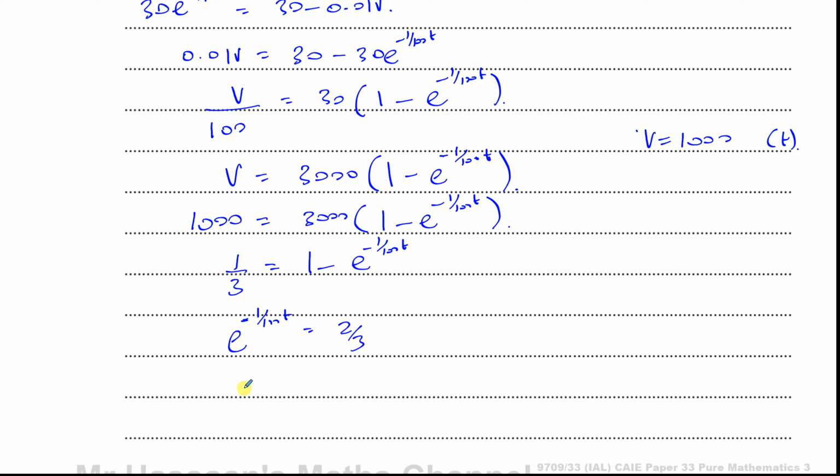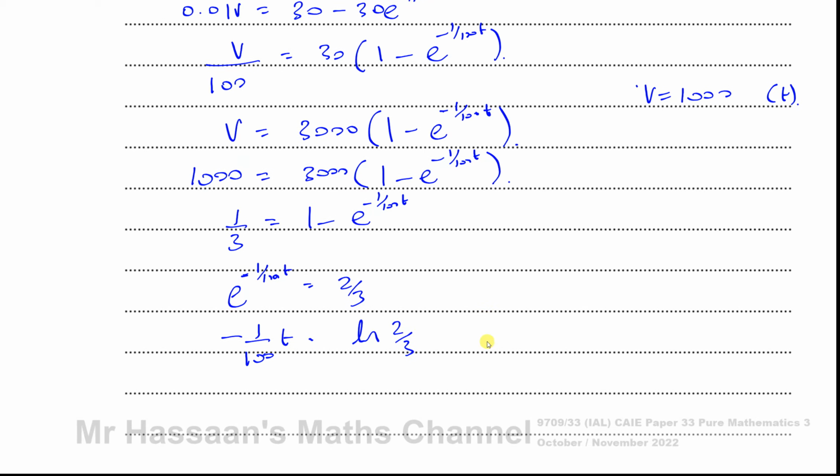And I want to find what t is, so I can take the ln of both sides, because if I take log to the base e of both sides, I'll be left with 1 over 100 t equals ln of 2/3. Okay, and now I can multiply both sides by minus 100. So I have t equals minus 100 times the ln of 2 over 3.